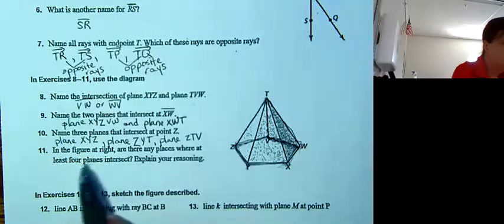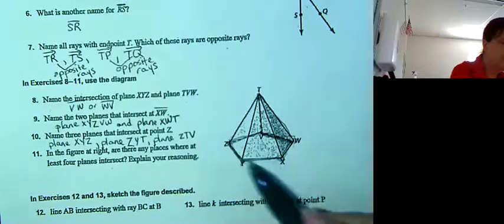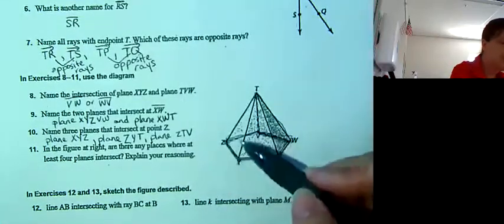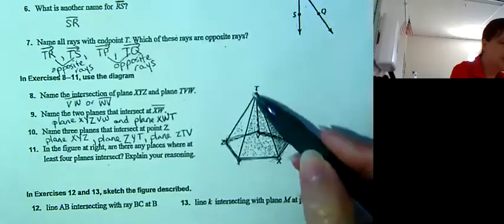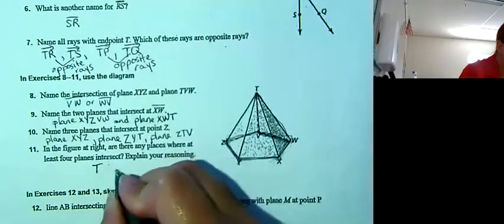Also, there are many places where at least 4 planes intersect. So if we take just any 4 of these, if I use the bottom one and 3 of them, there's no common intersection point. But if I take all of these different triangles, they would all intersect at point T.